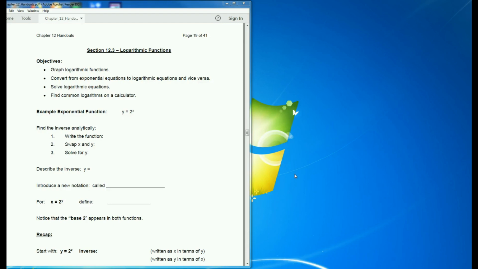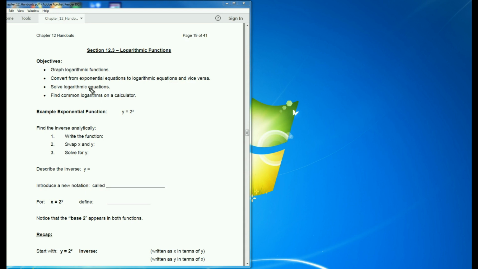Hey guys, I'm going to move on to the next section. This is section 12.3, Logarithmic Functions, and we're up to page 19 of our chapter 12 handouts. The objectives for this section are to graph logarithmic functions, to convert from exponential equations to logarithmic equations and vice versa, solve logarithmic equations, and also find common logs on your calculator.